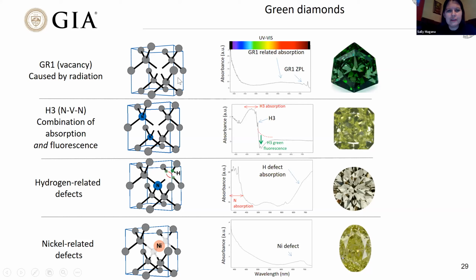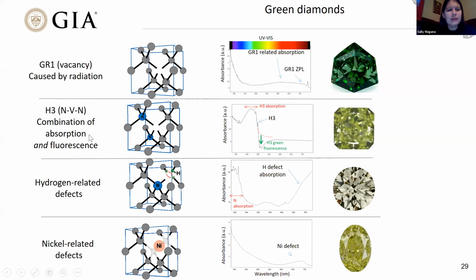So the major cause of color that we see for green diamonds is caused by radiation. I mentioned that earlier, where radiation can knock out one of these carbon atoms, leaving a vacancy. And so that creates this absorption in the red. It's flanked by nitrogen-related absorption in the blue, creating a window in the green.